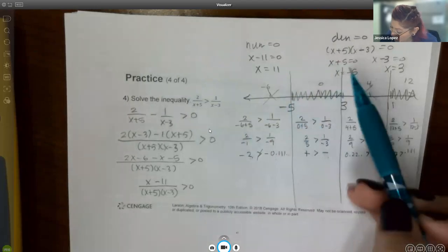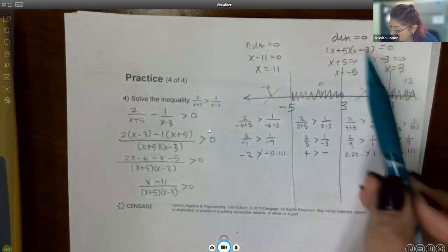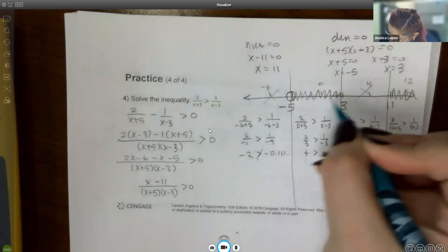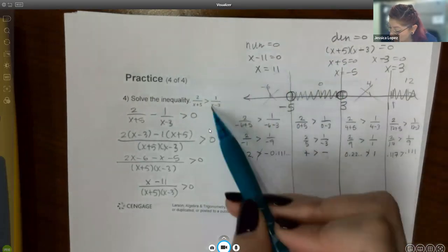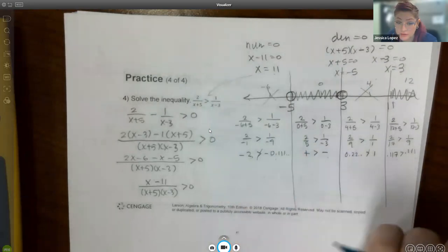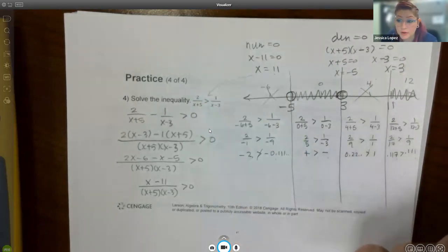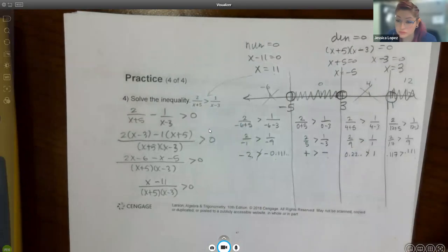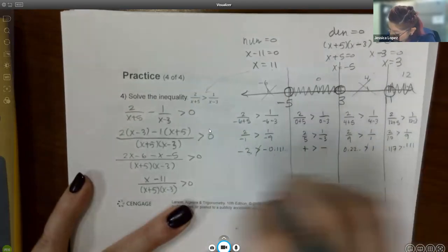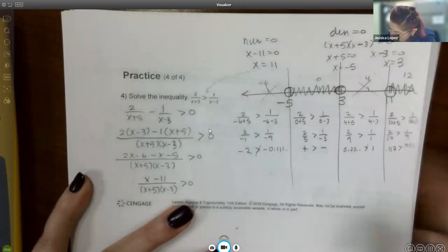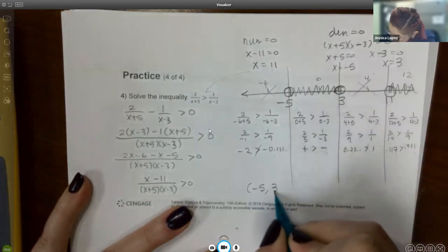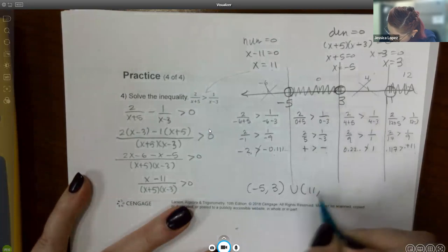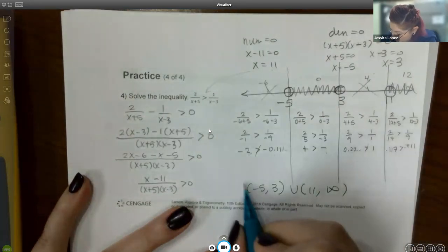Now, the key numbers that came from the denominator will automatically have open circles. And then the key number that came from the numerator will match whatever symbol's there. And since it's a no bar, that means this one will have an open circle too. So my solution will be from negative 5 parentheses to 3, and then from 11 parentheses to infinity.